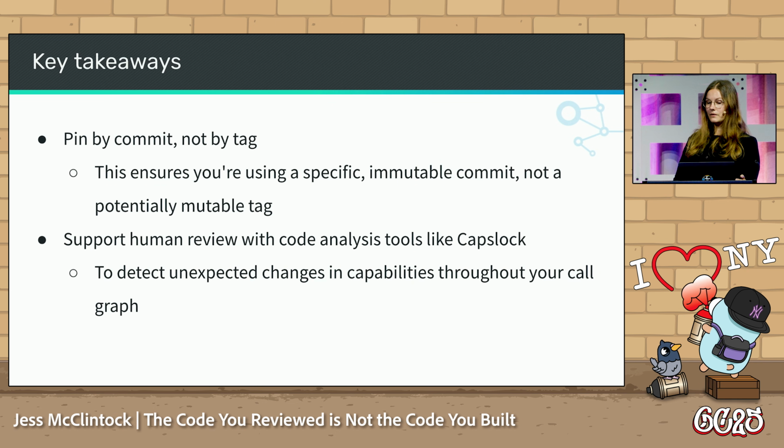So in conclusion, make sure that you're pinning your software dependencies by commit, not by tag. This ensures that you aren't vulnerable to tag mutability attacks. And support human code review with code analysis tools like Capslock, which let you analyze your build artifacts to detect unexpected changes in both your software and the transitive software that you depend on.